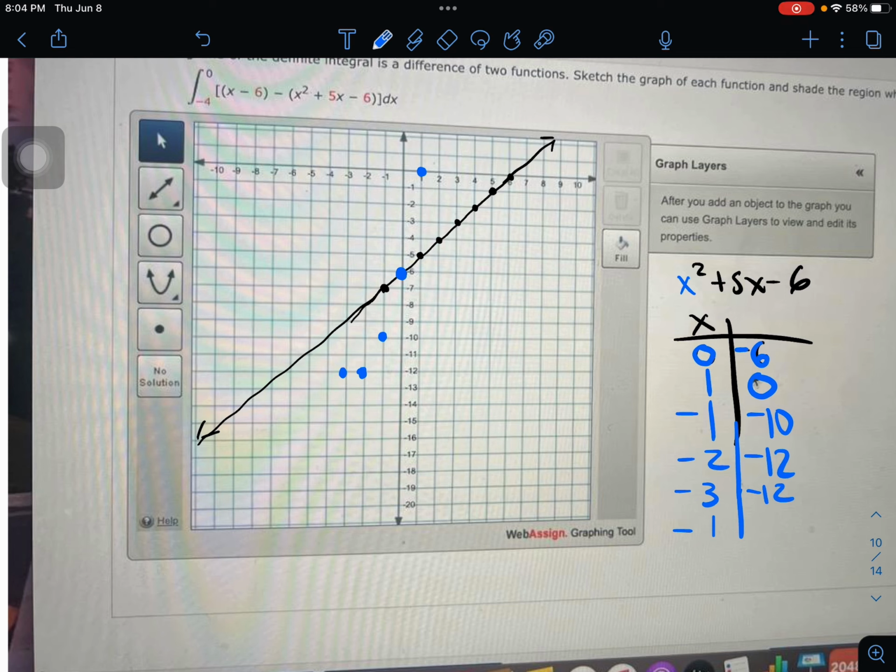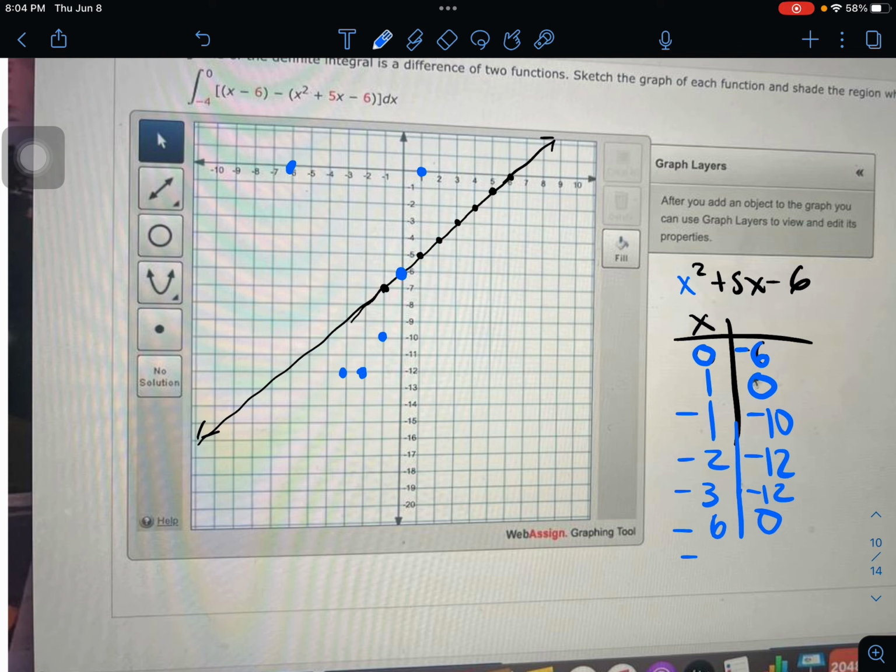I'm not quite sure why I'm doing all these points. I don't think you need that many. But if I put a negative 6 in, negative 6 squared is 36. Negative 30, negative 6 plus 6, I get a 0. So if I put a negative 6 in, I get a 0. And I'll go ahead and plot that.